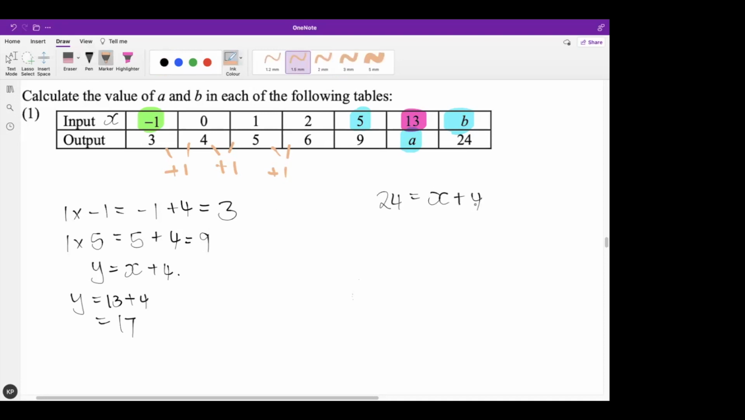How am I going to get rid of this 4 next to it here? How will I get rid of that 4? Take it over and it becomes what? If it was positive, it becomes negative. So then x will be 24 minus 4. Therefore, x equals 20. Nice, guys. Beautiful.